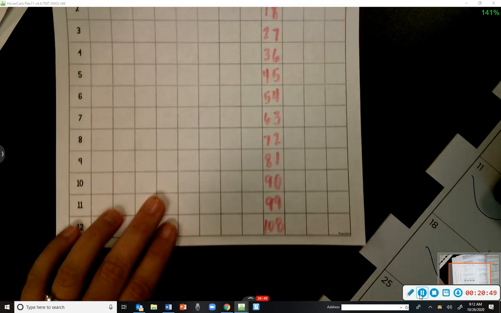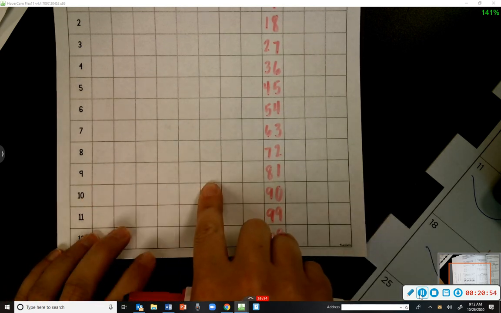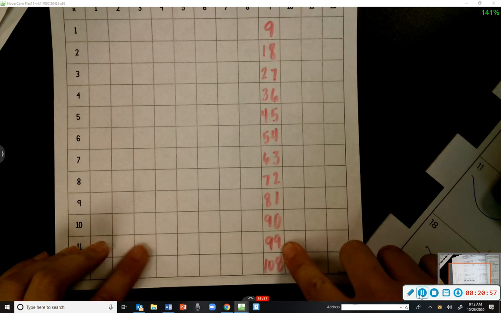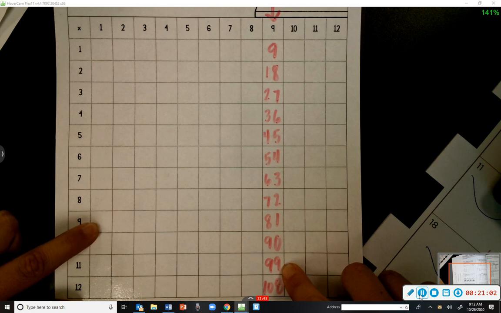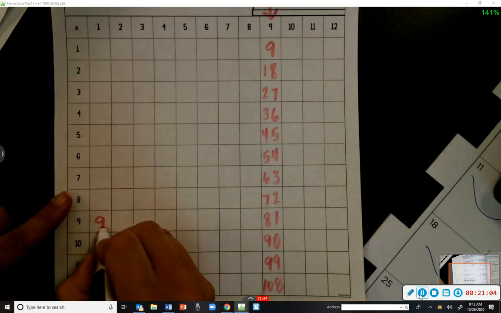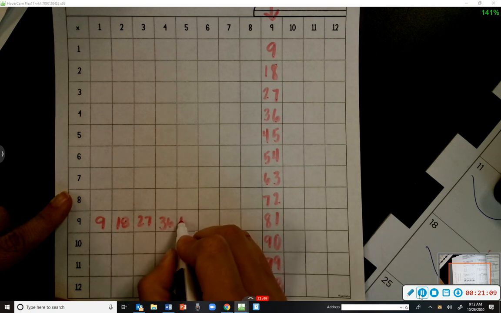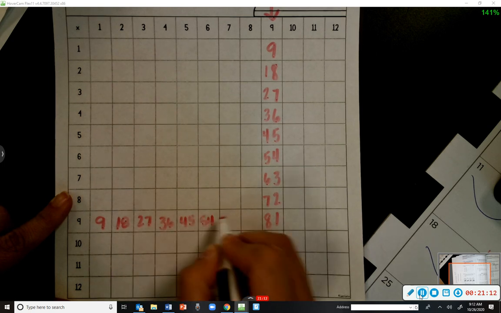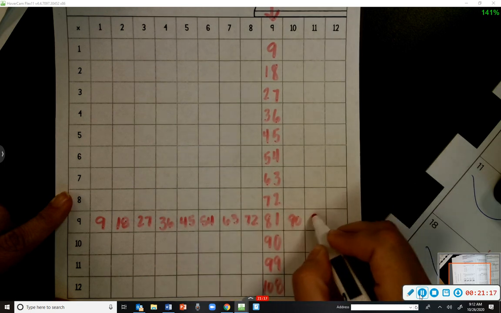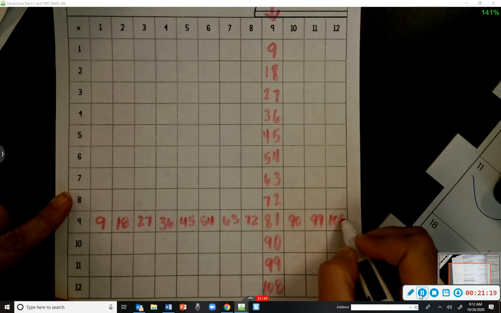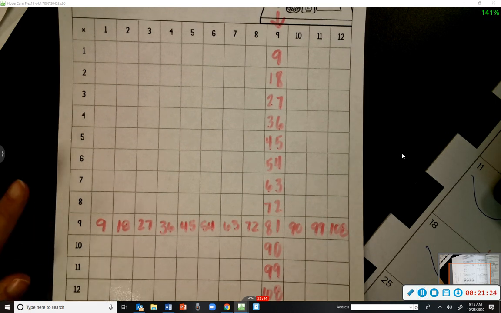Okay? Let's chart one more time going across. To me, it's not as easy to see going across, but all you have to do is take this and copy it over to this side going across. So the first box should be what? 9. 18. 27. Good. 36. 45. 54. 63. 72. 81. 90. Okay. Now we know how to fill in a multiplication chart.